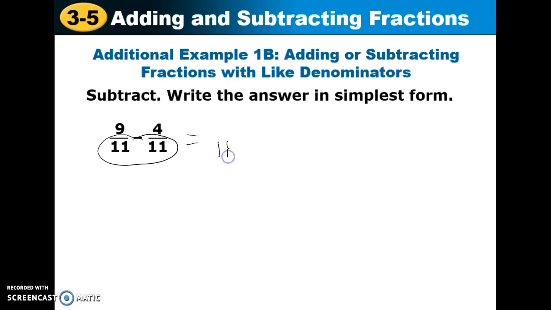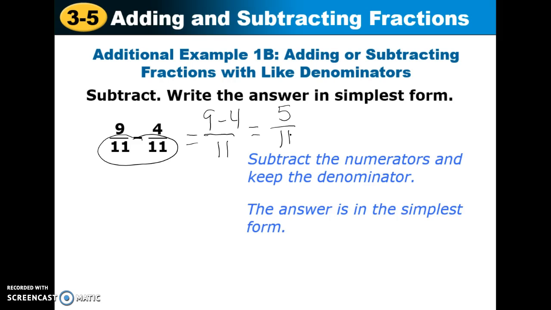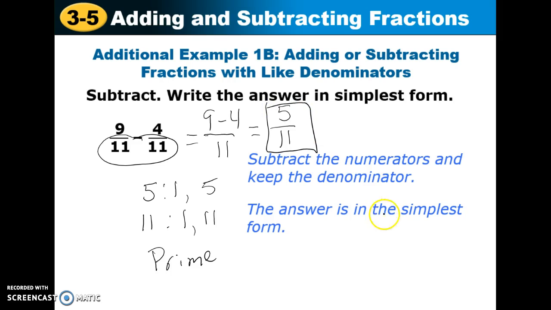Keep the denominator and simply subtract the numerators. So 9 minus 4 is 5/11. Well, I got to simplify. So to simplify, I'm going to take 5, the disappearing 5. I'm going to take 11. I'm going to find all the factors. 1 times 5 is 5, and that's it. 11. 1 times 11 is 11. That's it. These two numbers are called prime numbers because they have 2 factors. And if they're both prime, we know it's in simplest form.